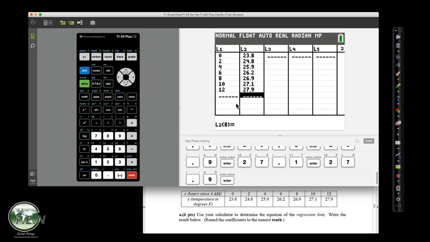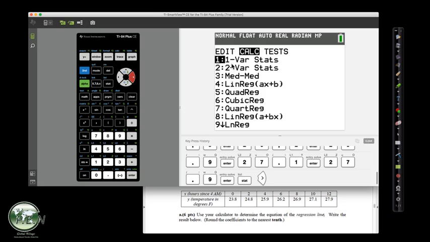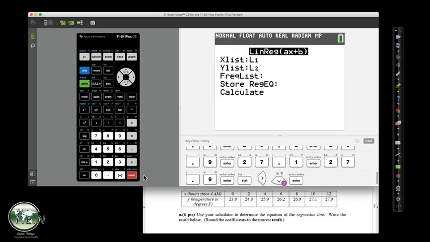The quick way just to get the regression line, since that's all they're asking, is you hit the Stat button, and then we're now going to go over to Calc by hitting the arrow button. And what we will be doing is linear regression. So let's put this in here first, since that's what they're asking, linear regression. I'm going to hit Enter.